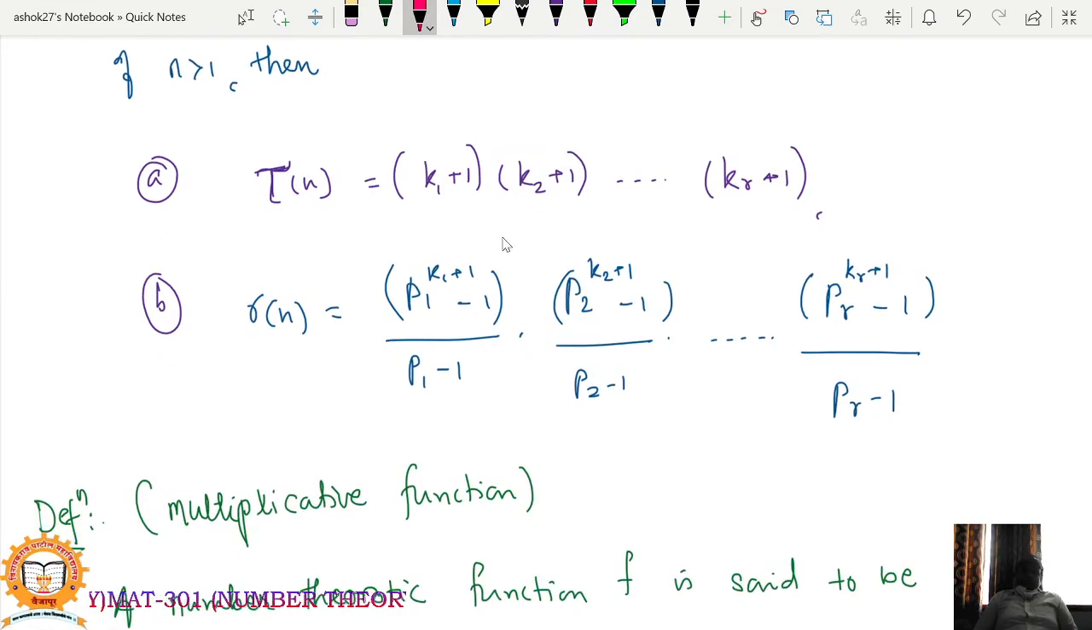And what is sigma n? Sigma n is equal to (p1 raised to k1 plus 1, minus 1) divided by (p1 minus 1), into (p2 raised to k2 plus 1, minus 1) divided by (p2 minus 1), up to (pr raised to kr plus 1, minus 1) divided by (pr minus 1). So this is a multiplication of these ratios. So there are r ratios.